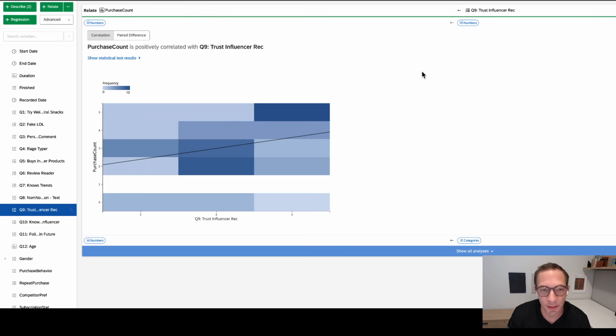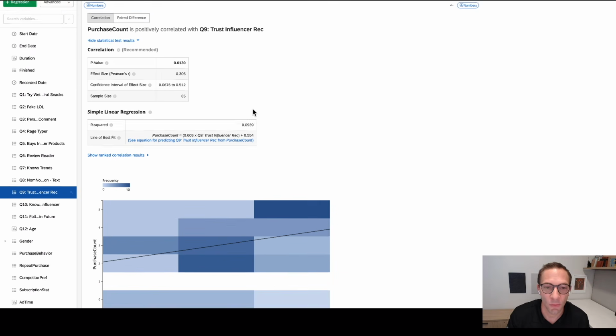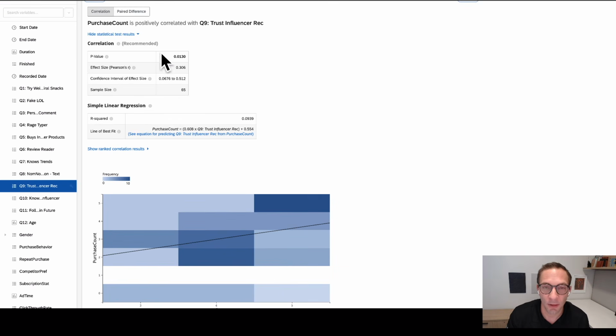We know that the relationship is positive, but we do want to see what that p-value is, and we want to see what the beta is. So I'm going to click here to show statistical test. Here I have my p-value, like the other analyses that we had before. So there's a 1.3% likelihood that this relationship here is due to chance.